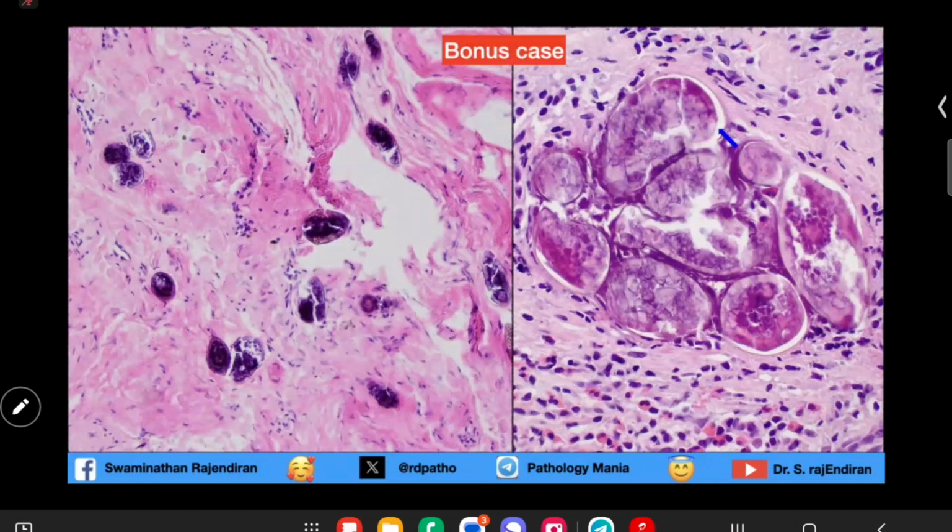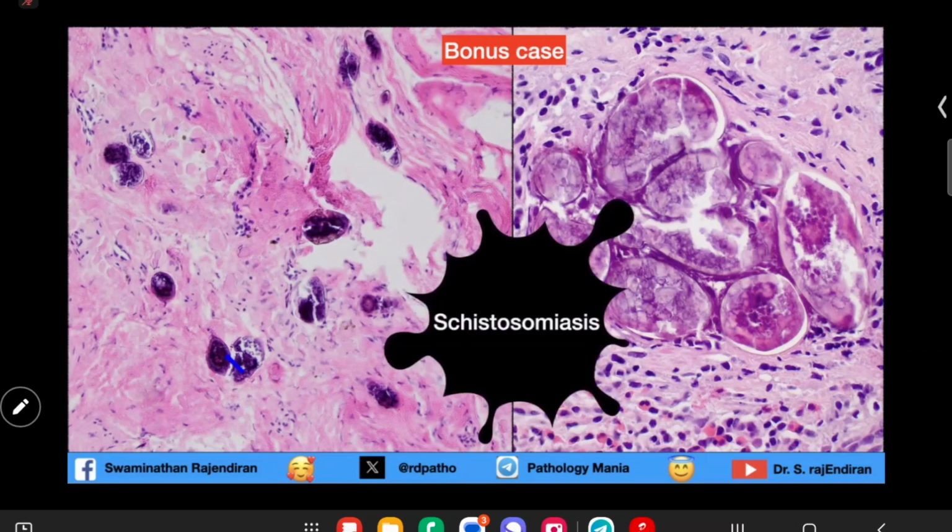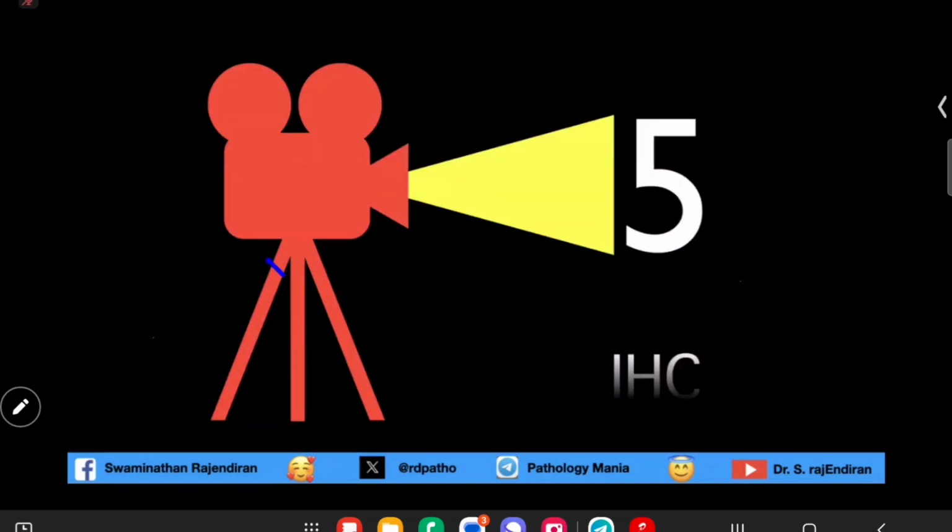And the last bonus case is the bladder biopsy. You see a lot of calcifications, and if you are lucky, you may be able to see a non-calcified egg of schistosomiasis. And these are all calcified masses. So please remember, they used to say this is very common in Egypt because of global tourism. They are seen very commonly in our part of the world also. So this is schistosomiasis.